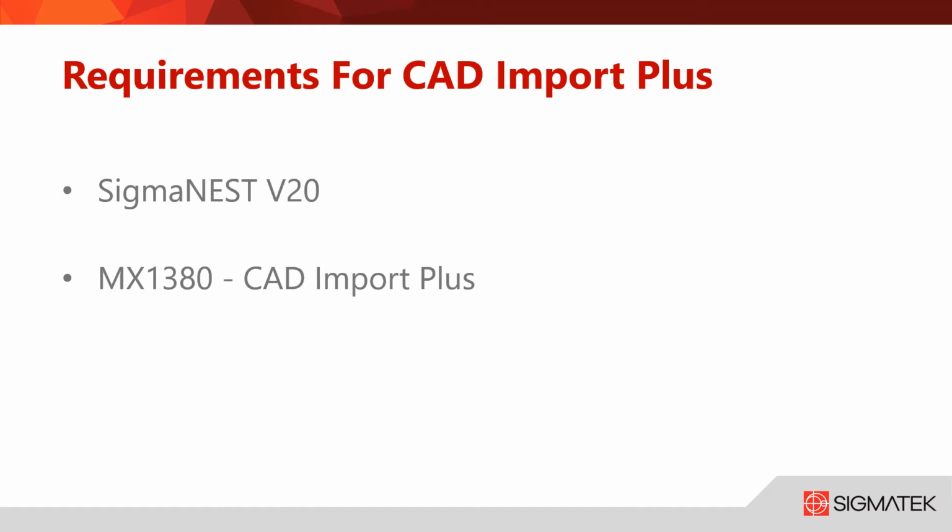The requirements to run the CAD Import Plus module are as follows. First, you will need Sigmatek version 20, as this module is not available in prior versions. I would also like to note that since this is a 3D import module, it is not compatible with Sigmatek Companion. You will also need the MX1380 license, as this will unlock the CAD Import Plus module that was installed when you installed version 20. Unlike our other importers, you don't need any other CAD software installed.